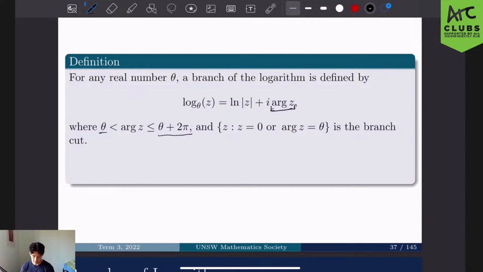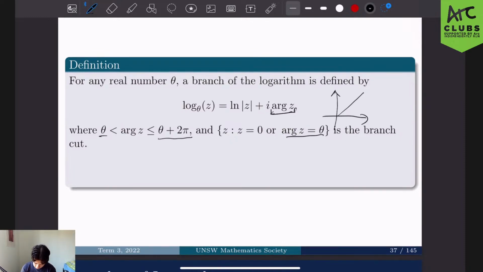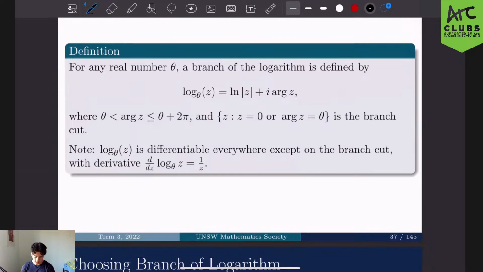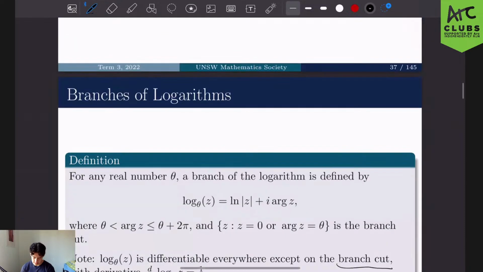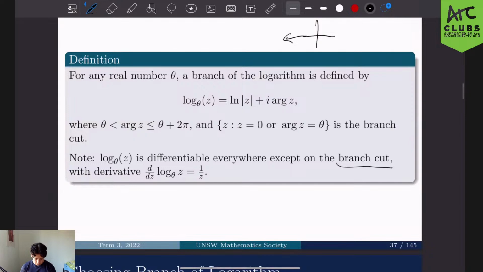And it's also important to note that the branch cut is when this loops around. So say this is theta here. So the branch cut is going to be here. And the branch cut is important because everywhere else is differentiable apart from the branch cut. So we'll use this to move around where it is differentiable, because remember the principal branch of log is not differentiable on the negative real axis, and we might want to move that in case we want to observe some behavior there. Okay, and also the derivative is just like the real 1 over z.